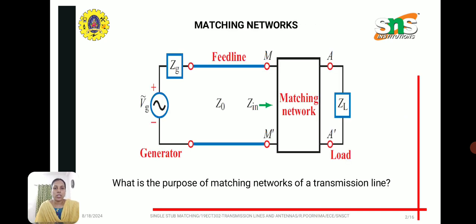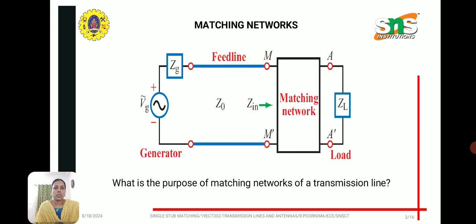So first of all, what is a matching network and what is the purpose of a matching network on a transmission line? Consider a generator with generator impedance Zg, and the feed line is connected between the source and the load, and in between we have a matching network, where ZL is the load impedance value.